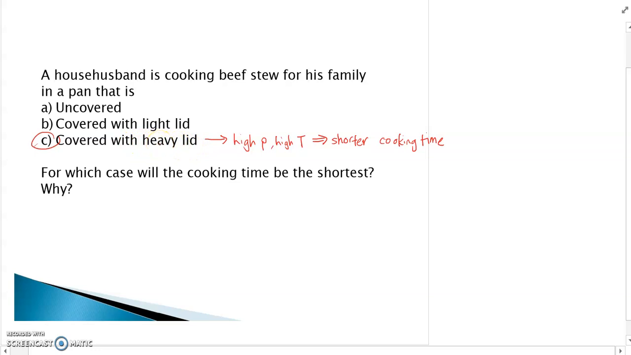Another example, an easier one that you could relate to, is whenever you use a pressure cooker to cook your beef, instead of just boiling it on a normal stove. You will see that if you use a pressure cooker, your cooking time will be shorter.